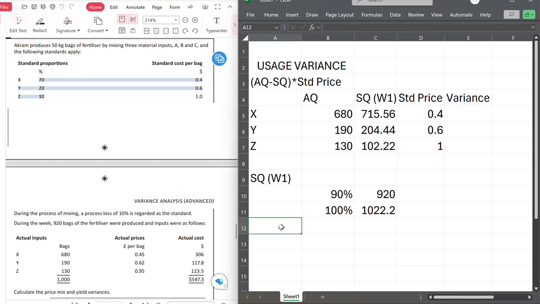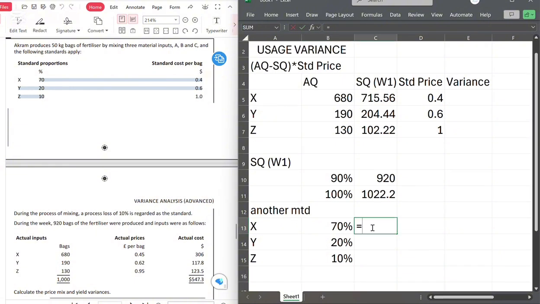But there's another way of doing it, which is looking at it from the input perspective. So let me just say another method. Yeah, and that another method is just saying that 920 we produced, and we know that XYZ will be in that proportion of 70%, so 0.7. Or let me just put 70%, 20%, and 10%. Yeah, so which means that out of 920, X will have contributed that proportion, and Y would have contributed all of that proportion, and Z like that.